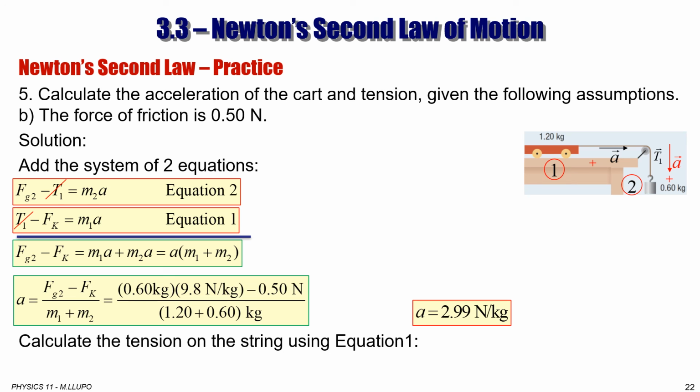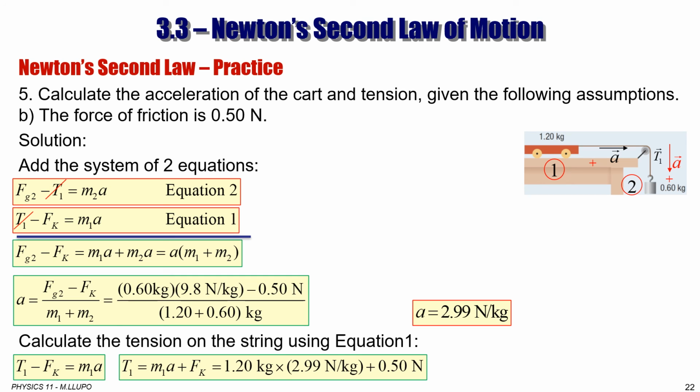We can calculate tension on the string using equation 1. We move Fk to the other side of the equation, so that minus Fk becomes plus Fk. And we plug in numbers and we find T1 is equal to 4.1 Newton. And that's the end of the lesson.